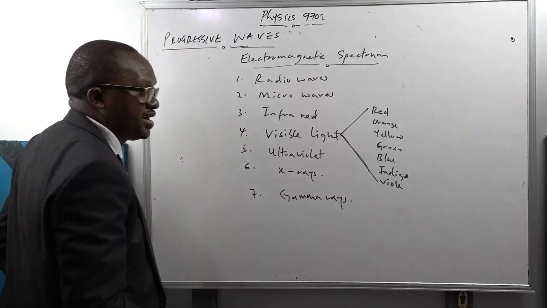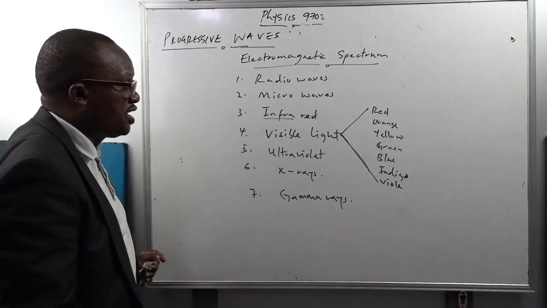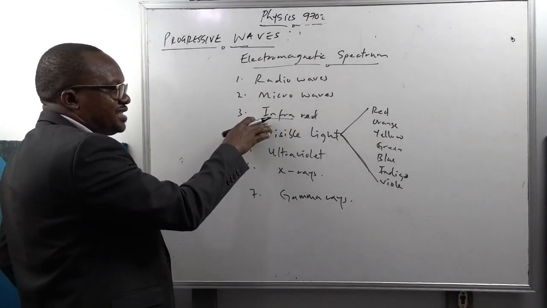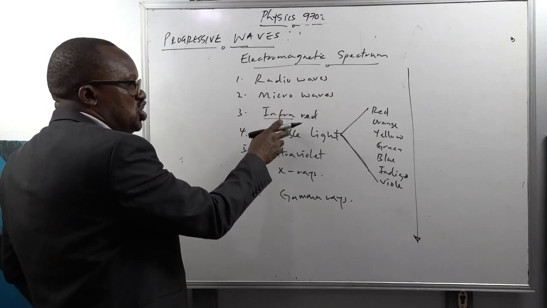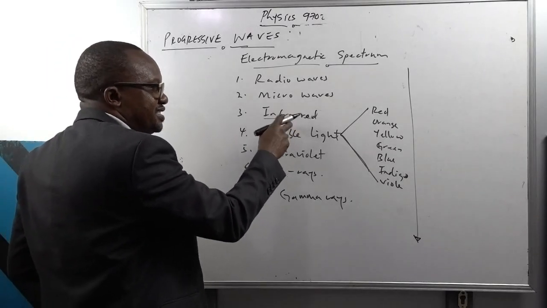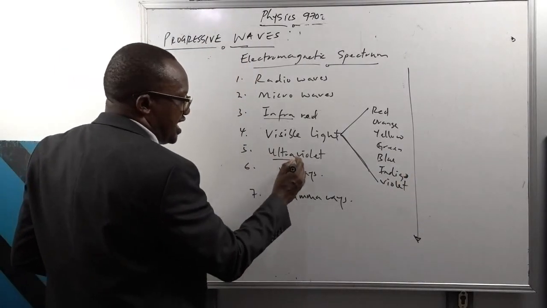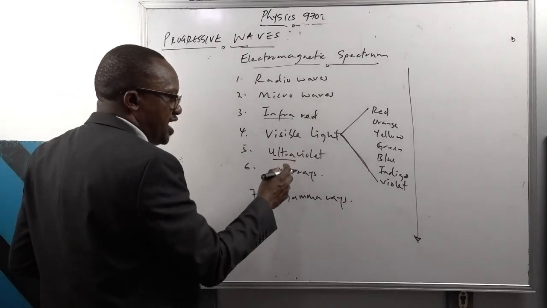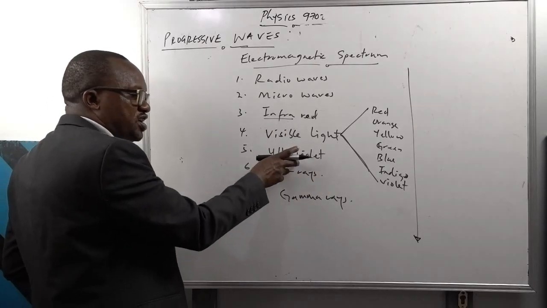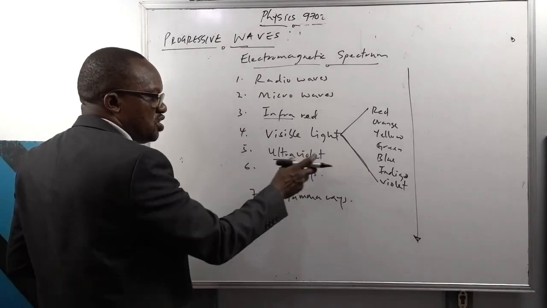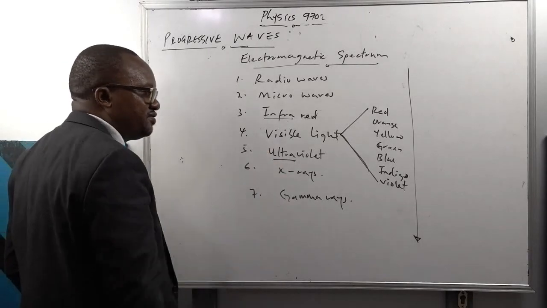So, this infra is a prefix that means before. So, infrared are radiations that appear before the red. What does that mean? They have wavelength longer than red. That's why they are called infrared. Their wavelength is longer than red. While ultraviolet, ultra is a prefix that means beyond. So ultraviolet are radiations found beyond violet. So their frequency is higher than that of what? Violet. Or their wavelength is shorter than violet.